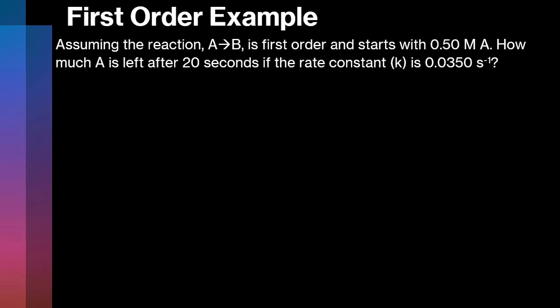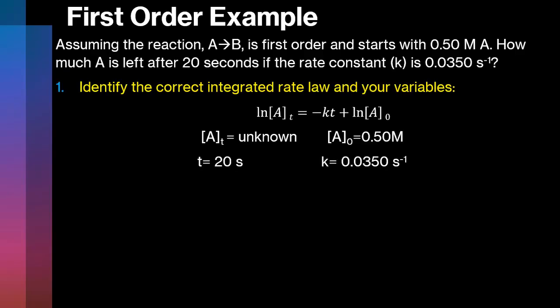So let's work an example. Suppose now our reaction of A converting to B is first order. We begin with 0.5 molar A, and the rate constant is given to us as 0.0350 inverse seconds. So the question is how much A remains after 20 seconds? Again, we're going to do the same steps that we did first. We're going to identify which integrated rate law we need and the variables that we need.